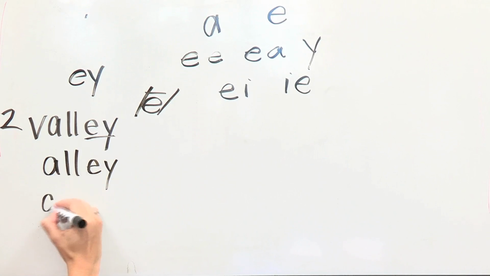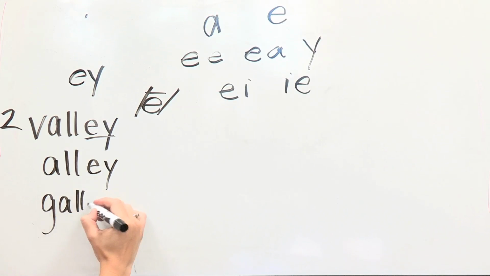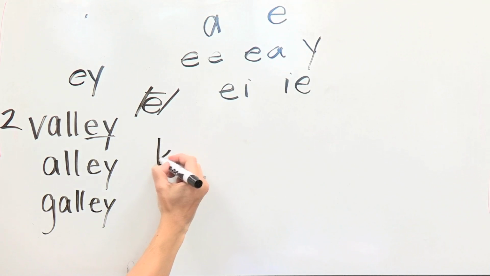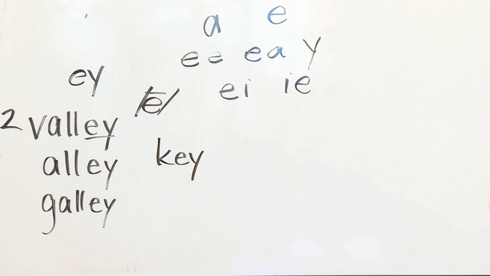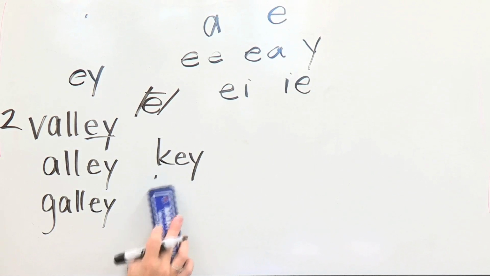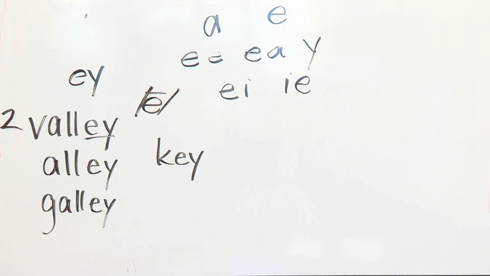alley, galley. The one exception is the word key. All right, that's one syllable, but it's spelled EY. All right, but you can do the does it look funny test. That looks funny. All right, and the does it look funny test is a very valid test. It actually helps quite a bit.